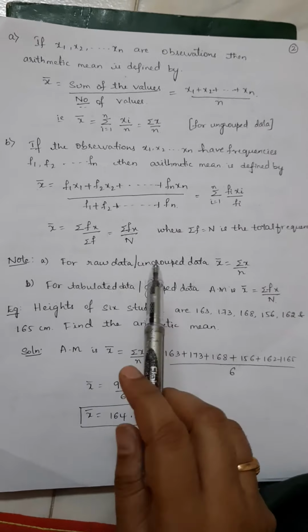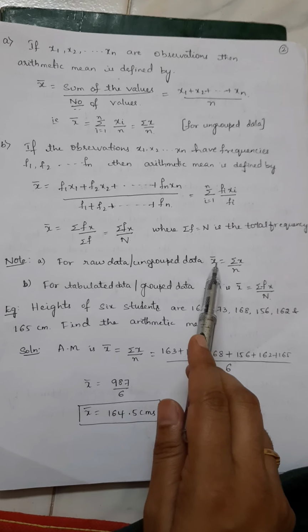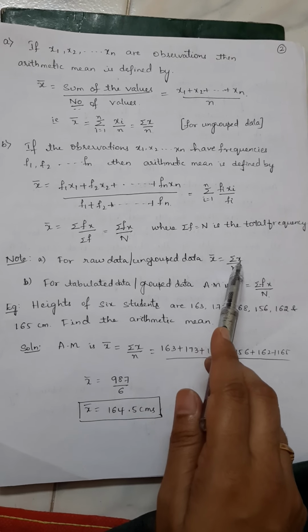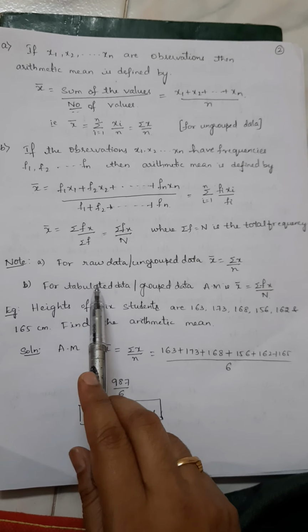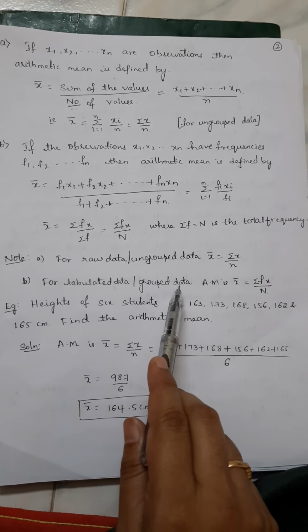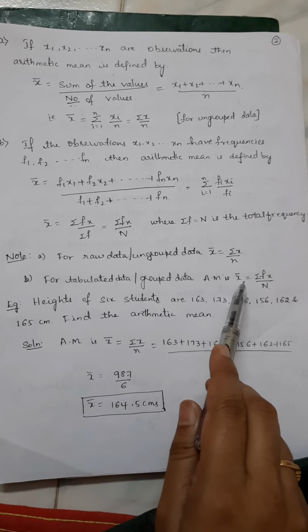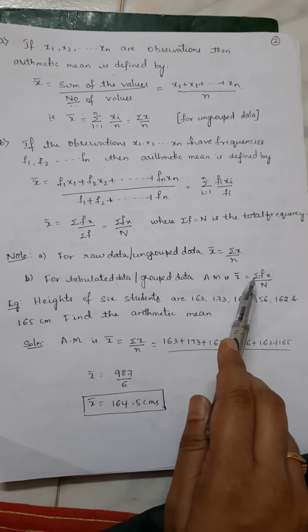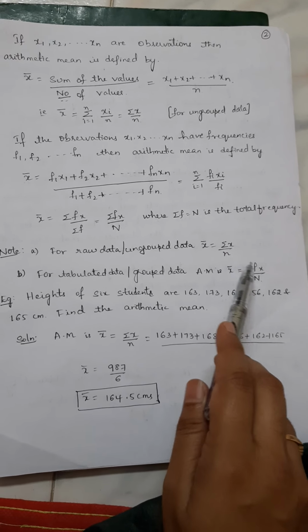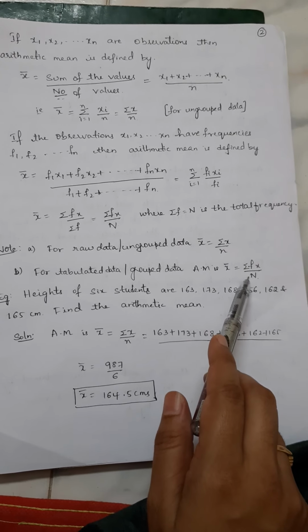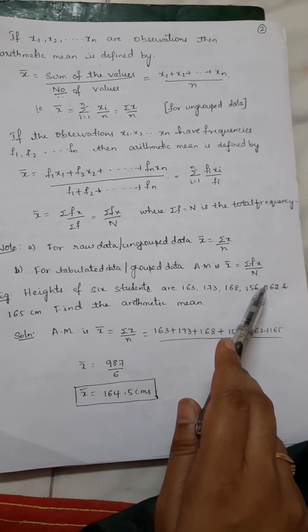So again we'll recall the formulas. For raw data or ungrouped data, arithmetic mean x bar is given by summation x divided by n. For tabulated data or grouped data with frequencies, arithmetic mean x bar is given by summation fx divided by N. F represents frequency and capital N represents the total frequency.